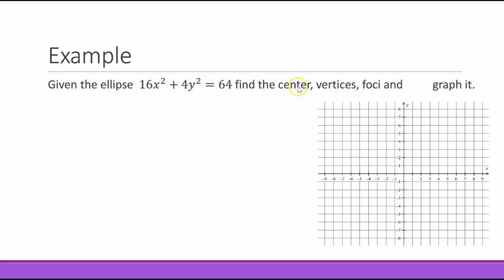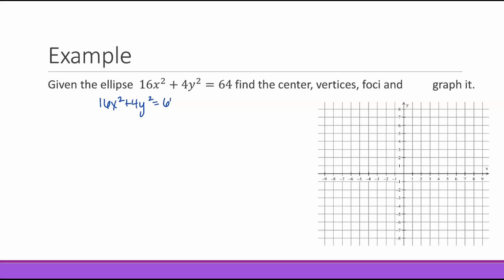In this example, given the ellipse 16x squared plus 4y squared equals 64, find the center, vertices, foci, and graph it. Again, we've been told we're given an ellipse, but we should know that because we see the x variable squared, the y variable squared, and everything here is positive, added together. It doesn't quite look like that general form that we have, and that just means that we have to do a little bit of algebra to rewrite it like that.